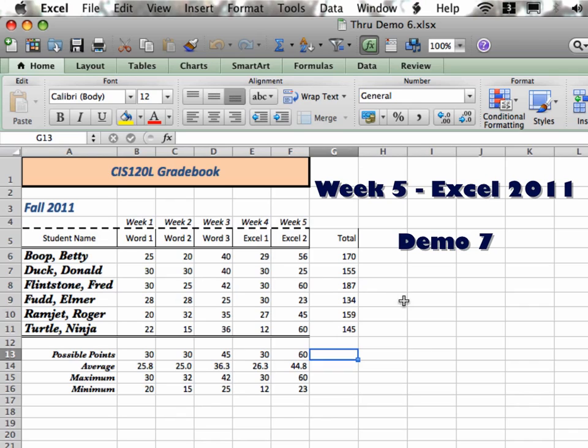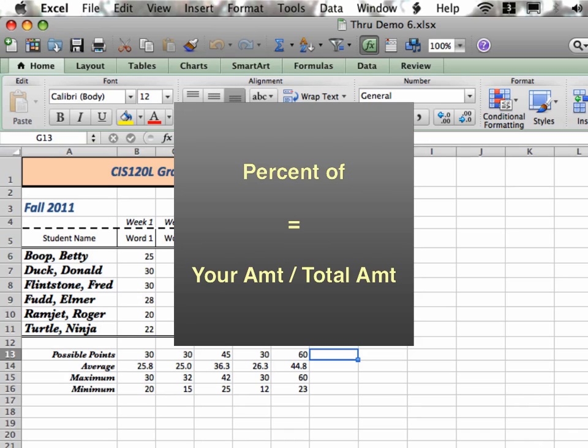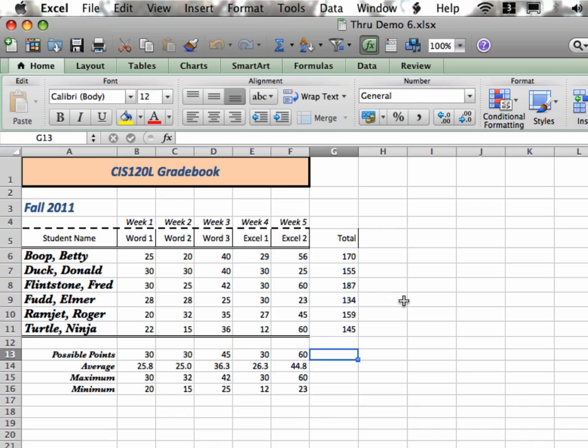Okay, welcome back to Demo 7, and we're going to continue with functions and formulas and do a little reviewing of math right now. What does it mean when we say we're trying to find the percent of something? Well, percent of something, in this case, is going to be your amount divided by the total amount. We're going to find out the percent of each student based on how many points they could have if they got them all right. Well, that would be 100%.